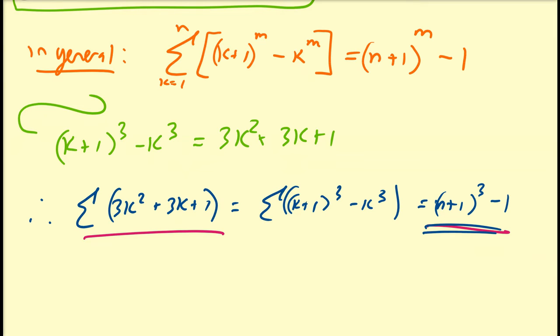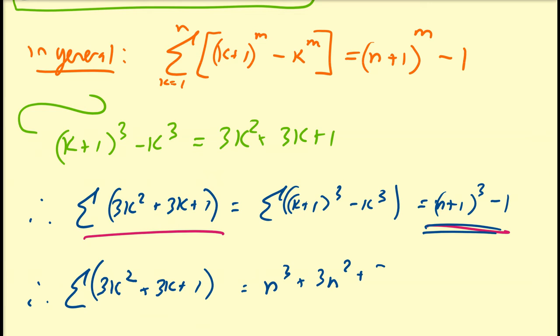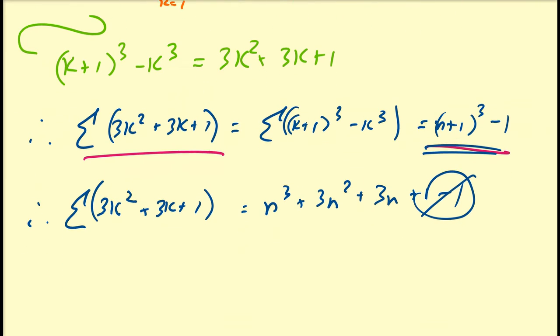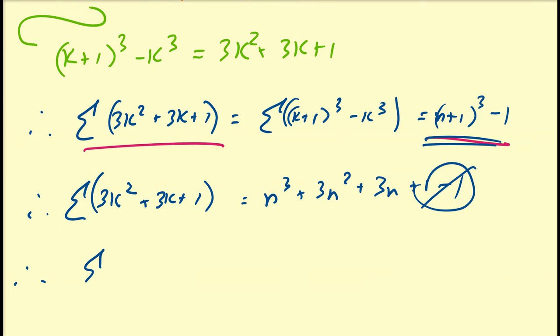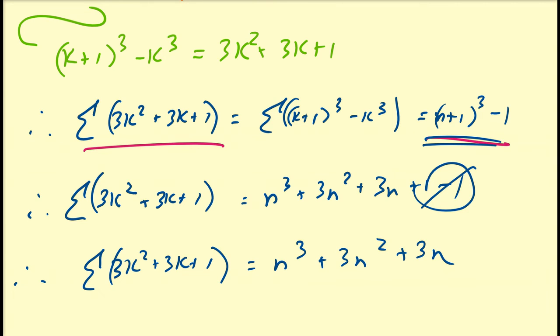Let's simplify the right-hand side of this equation before we focus on the left. So we have the sum of 3k^2 plus 3k plus 1 must be equal to n^3 plus 3n^2 plus 3n plus 1 minus 1. The ones will cancel here, so we're just left with the sum of 3k^2 plus 3k plus 1 must be equal to n^3 plus 3n^2 plus 3n.